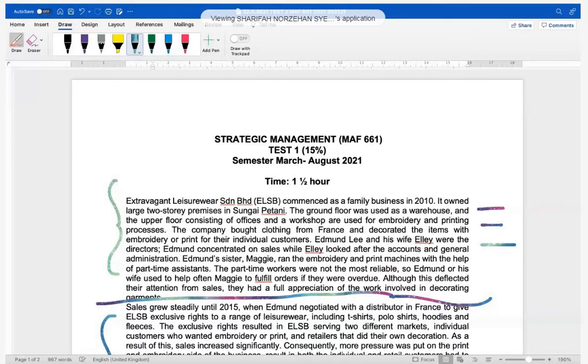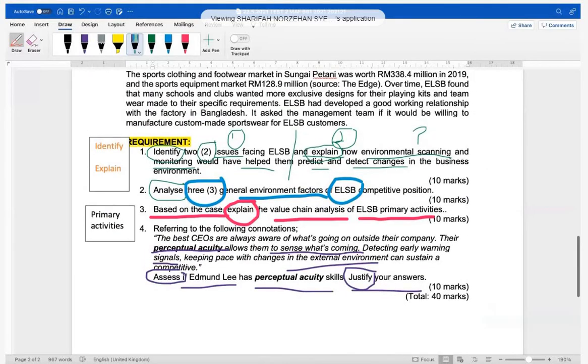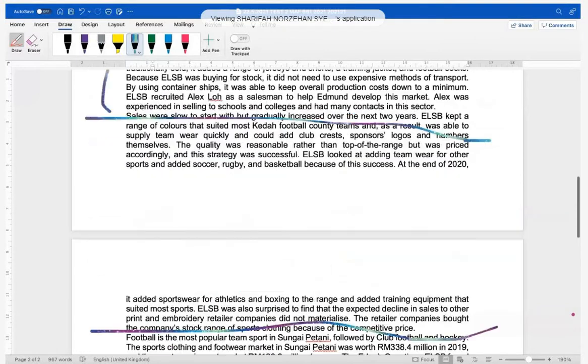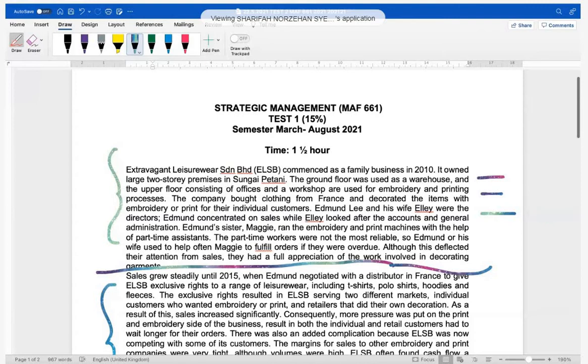Sebab you dah ada in mind just now what the questions are. The first one tadi they talk about what? Identifying issues and explaining how environmental scanning would actually help them detect and predict whatever problems that they are facing, isn't it? Predict and detect changes in business environment. So as you read through in your question number 1, what can you get from there?